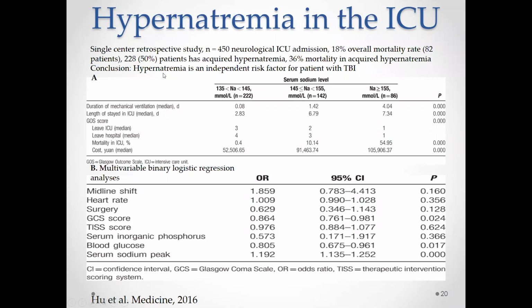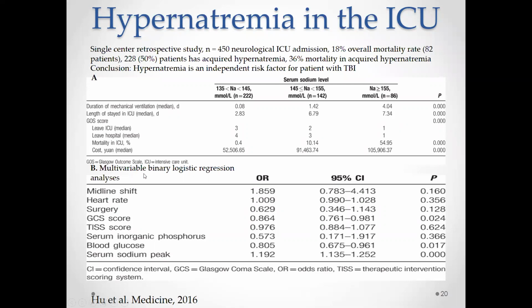And so they concluded that after they adjusted for the comorbidities, hypernatremia is an independent risk factor for mortality in patients with TBI. And down here, in figure A, if we look at the third column, sodium greater than 155 has significantly higher days of mechanical ventilation and length of stay, as well as a lower GOS score, or Glasgow Outcome Scale.